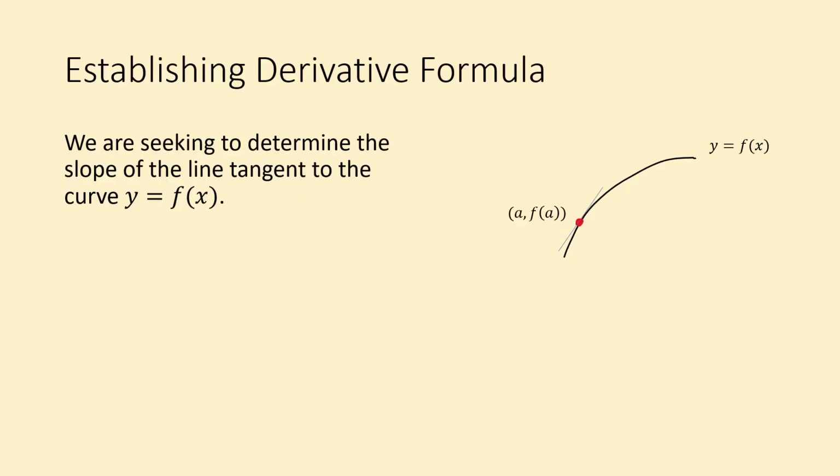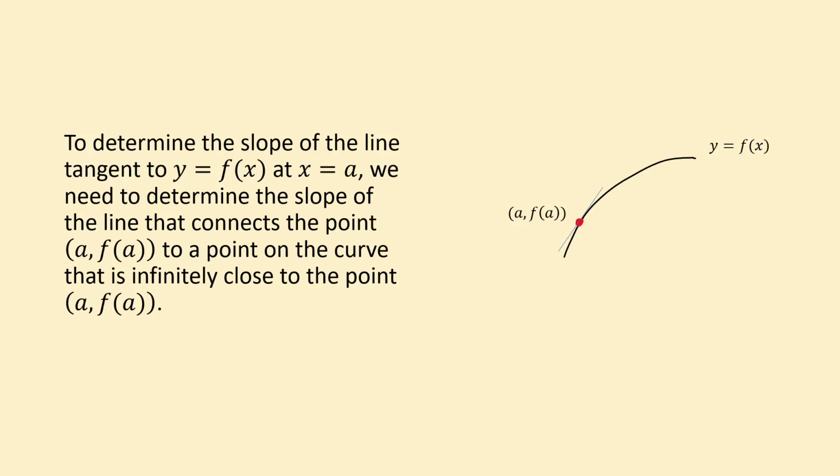So let's take an example, the one on the right of your screen there. There's a red point, we've drawn a tangent line. That red point is the point a comma f of a. A is an arbitrary value for x, and since it's on the curve y equals f of x, the y coordinate is literally f of a. To determine the slope of that line, we're going to need to determine the slope of a line connecting that point to another point on the curve infinitely close to a, f of a.